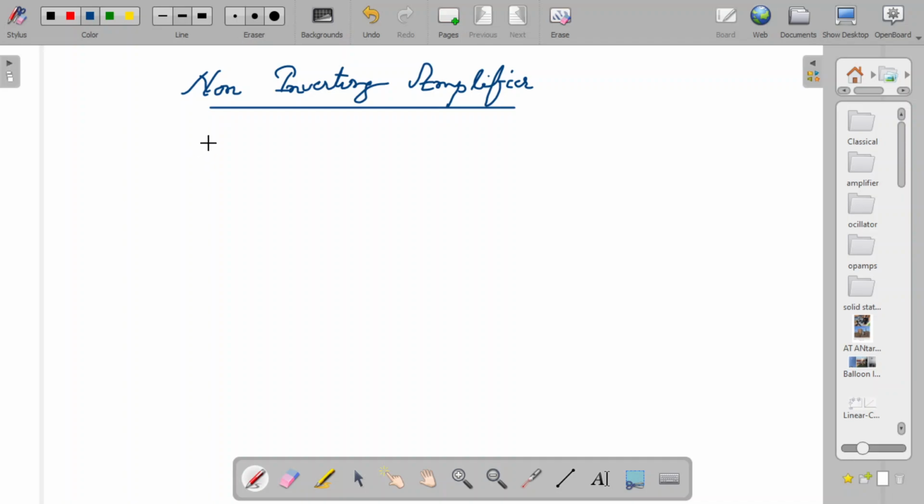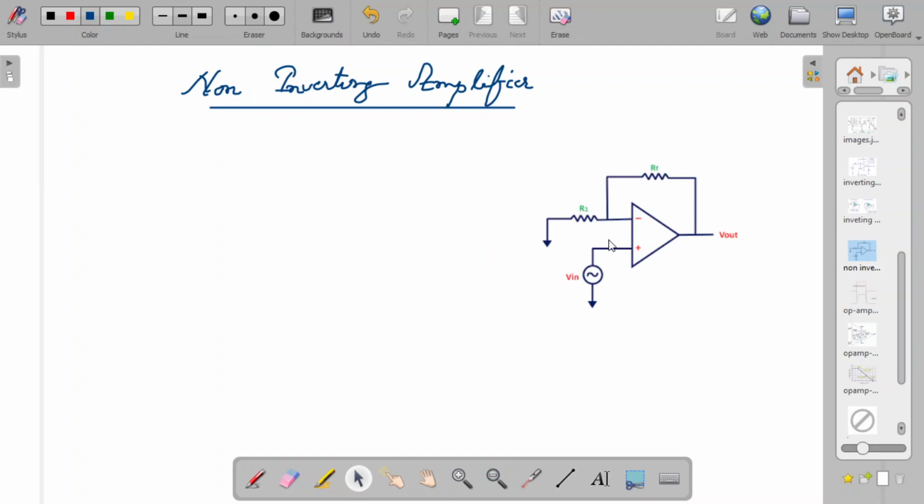Hello students, so now we are going to see another application of operational amplifier, that is how it is used as a non-inverting amplifier. Okay, first we shall see the circuit and then understand it and then do the circuit analysis.